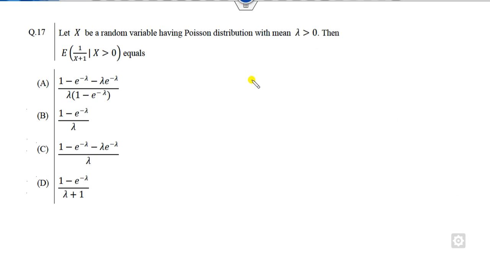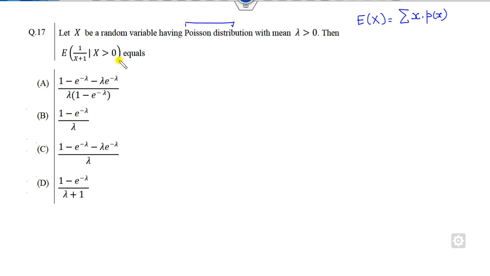Look at this another one. What is given to you? X is a random variable with the Poisson distribution. Then you have to find the expected value. So firstly, we all know how you can find the expected value. It is the sum of x times p(x).